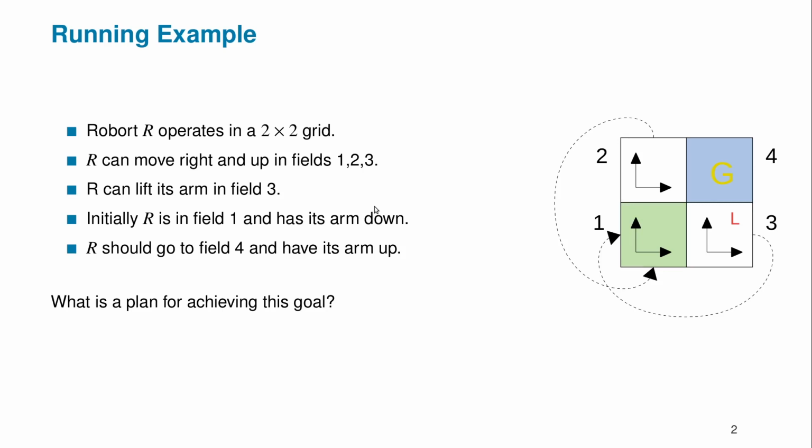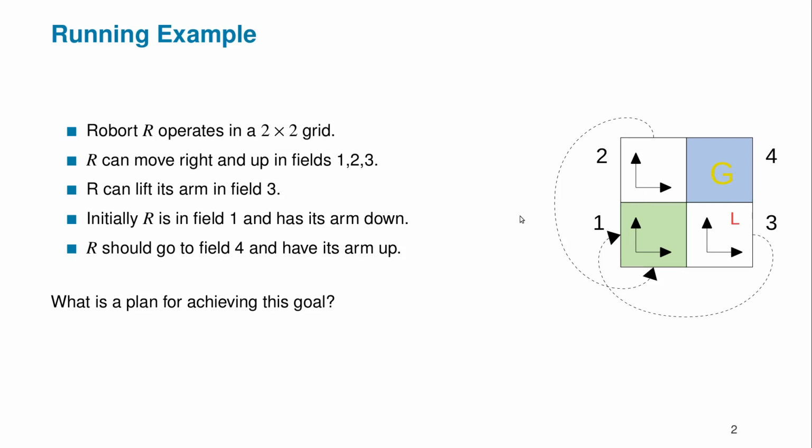In the following, I would like to discuss the following running example in order to illustrate how the concepts that we will introduce soon work. So we have a robot which we call R, and this robot operates in a world which is a 2x2 grid, as I have shown it here on the right. The green field is called field 1, the field above 1 is called 2, the blue field is called field 4, and the field below the blue field is called field 3.